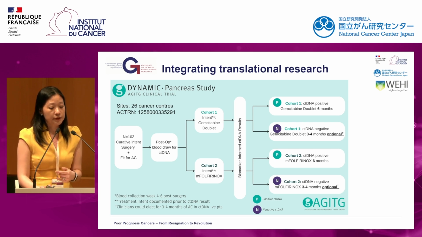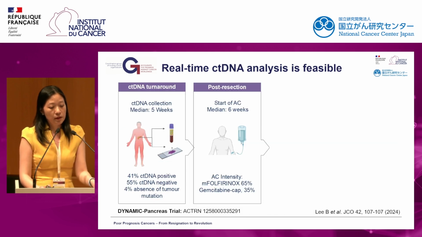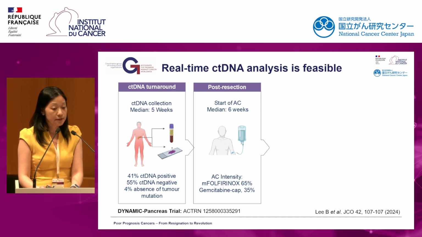They were then stratified based on which chemotherapy their treating clinician opted to give them. So you could have a gem doublet with gemcitabine capecitabine or modified FOLFIRINOX. It was non-randomized for this particular arm of the study. So all patients had ctDNA-informed results. If they were ctDNA positive, they would receive 6 months of full adjuvant chemotherapy. And if they're ctDNA negative, they could be de-escalated to 3 to 4 months. But this was optional based on the physician and the patient's approval first. So what we found from the study is that real-time ctDNA analysis is feasible.